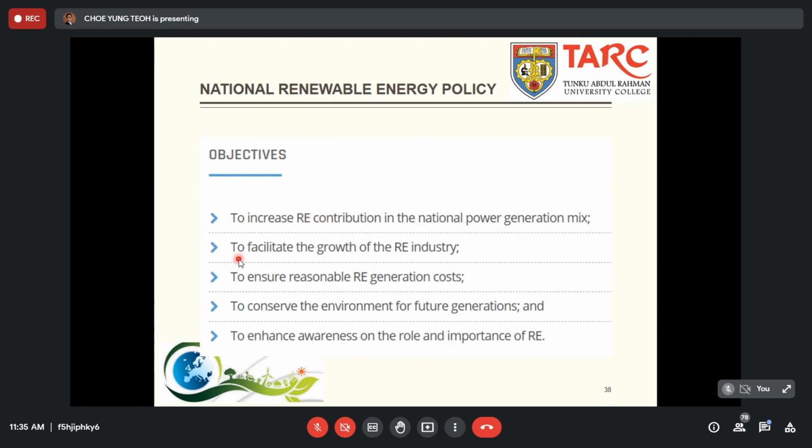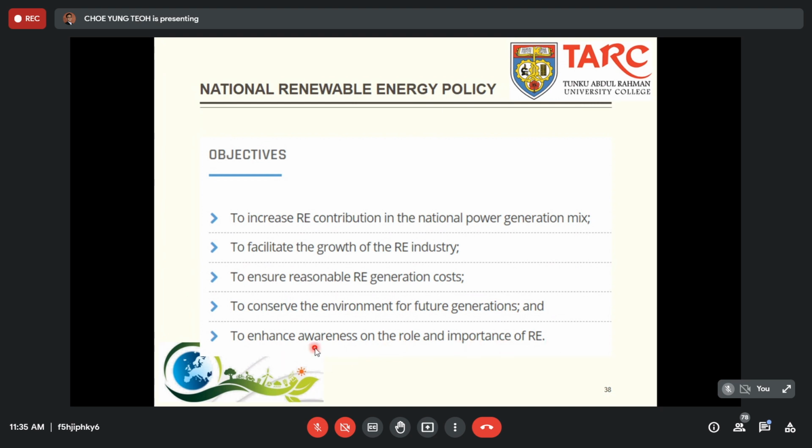And then secondly, to facilitate the growth of the renewable energy industry. They will plan for that. To ensure a reasonable renewable energy generation cost, we want to lower the cost so that it is competitive with fossil fuels. To conserve the environment for future generations, in general, of course, why we use renewable energy. And to enhance the awareness of the role and importance of renewable energy.